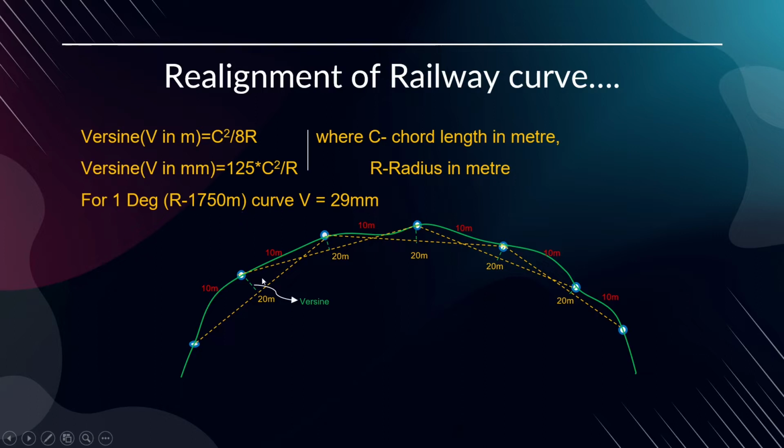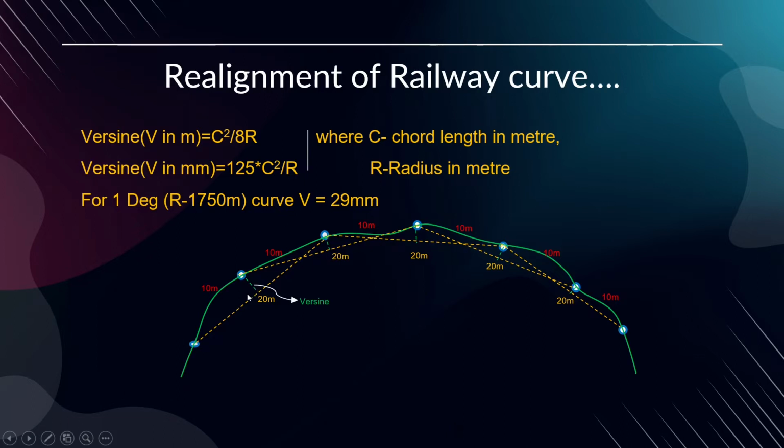Normally, why I am detailing everything: suppose you take a 1 degree curve, the versine will be 29 mm. If it is a 1 degree curve, the versine will be 29 mm throughout the length. A 2 degree curve means 2 times 29, it is 58 mm. So like that. The versine should be uniform.